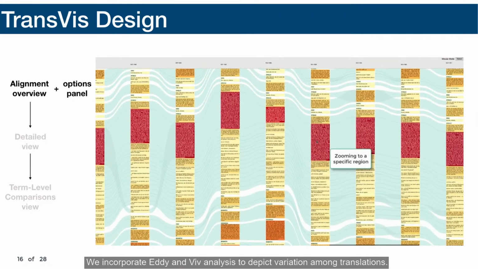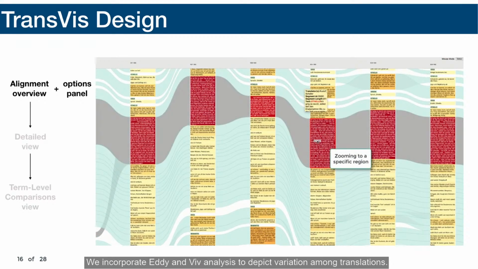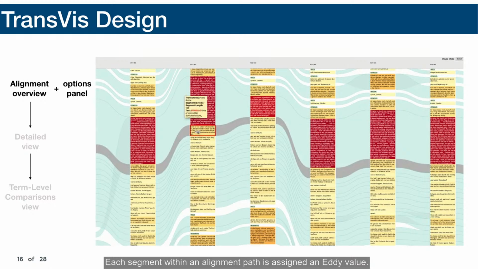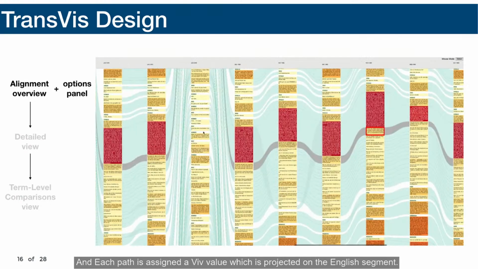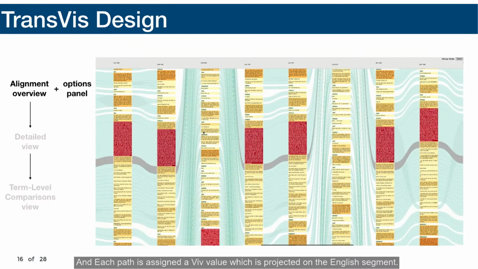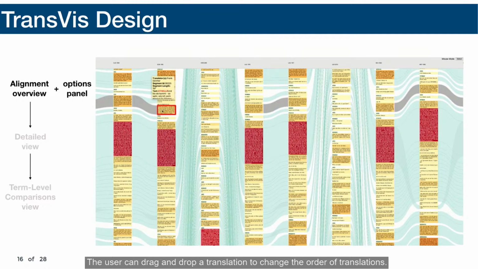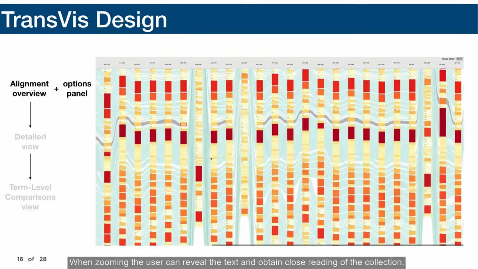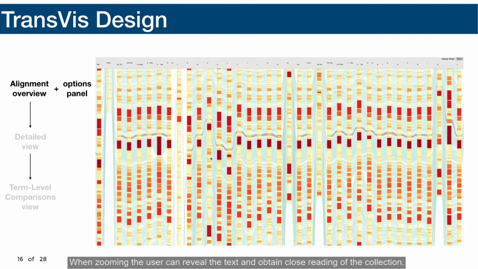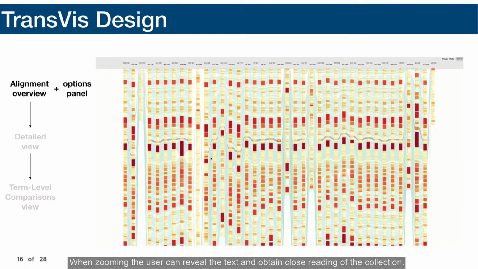We incorporate EDVIV analysis to detect variation among translations. Each segment within an alignment path is assigned an ED value, and each path is assigned a VIV value, which is projected on the English segment. The user can drag and drop a translation to change the order of translations. When zooming, the user can reveal the text and obtain close reading of the collection.